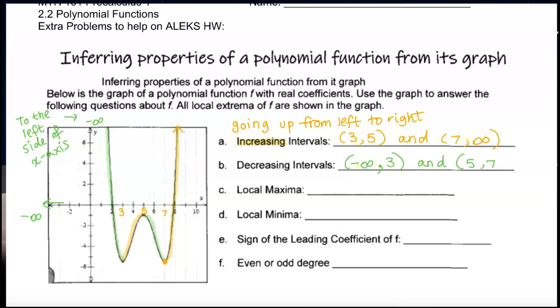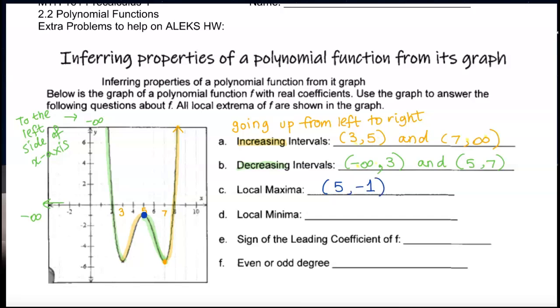So I hope you can see this. So the decreasing intervals that I colored in green, these two intervals, the function was going down from left to right. Okay, how about local maxima? Let's go ahead and find the local maxima. I see one right here. I see one right here. Okay, so the local maxima is at 5, -1.